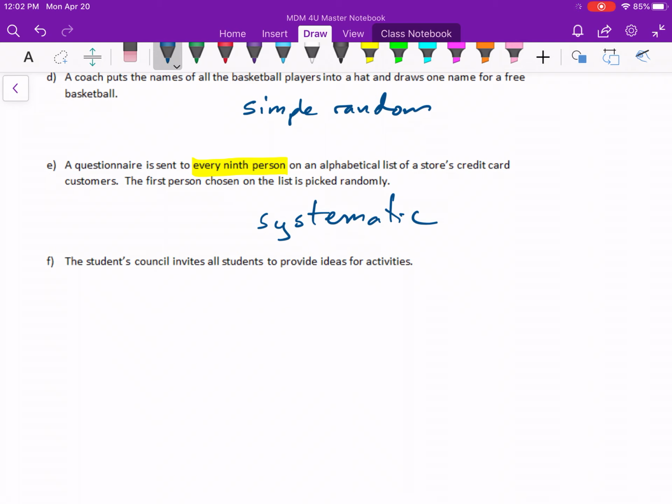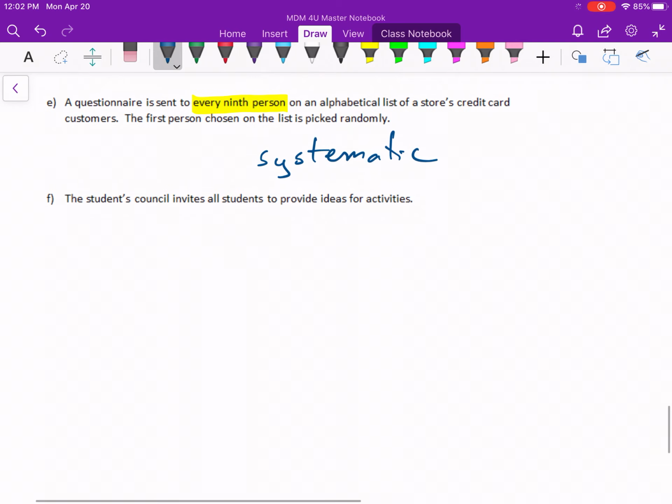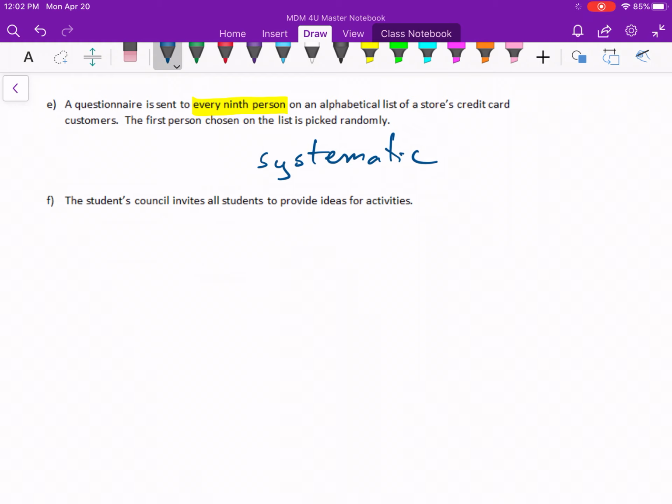And finally, student council invites students to provide ideas for activities. So it's just throwing out an open question, wanting to get an idea of what people think. This would be voluntary. That's it for this lesson.